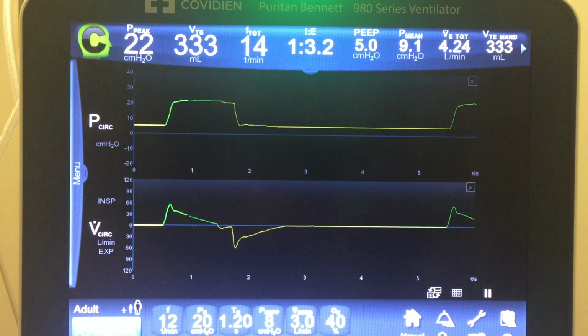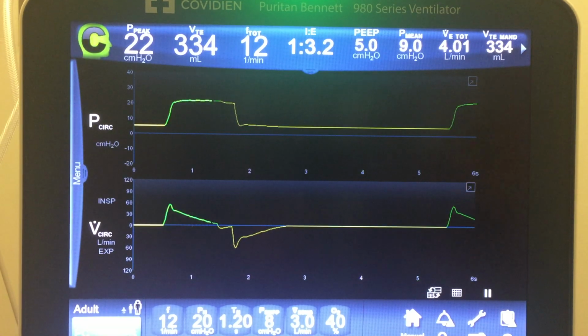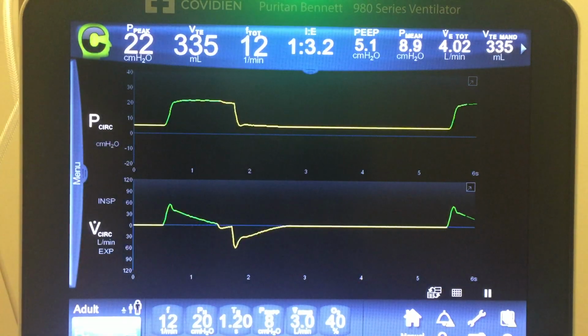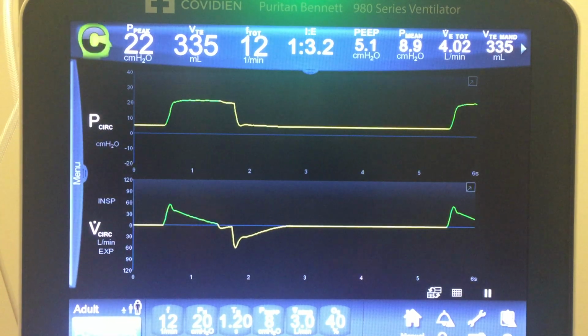Real quick, differentiating bilevel from APRV. APRV is its own mode, but you can mimic APRV. It basically works the same as bilevel, but it is understood to only release to PEEP low for a second or 2 seconds max. So it's more of a constant PEEP high, a drop down and right back up again. PEEP high, drop down, right back up again. And that's really what APRV is.